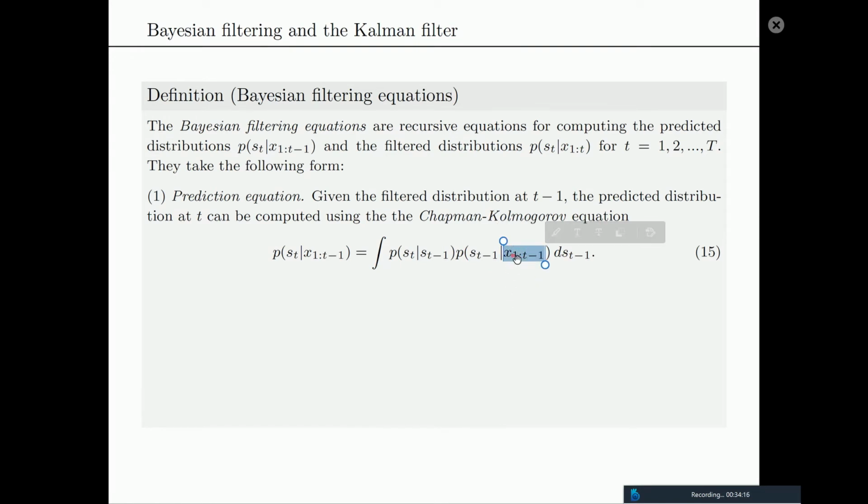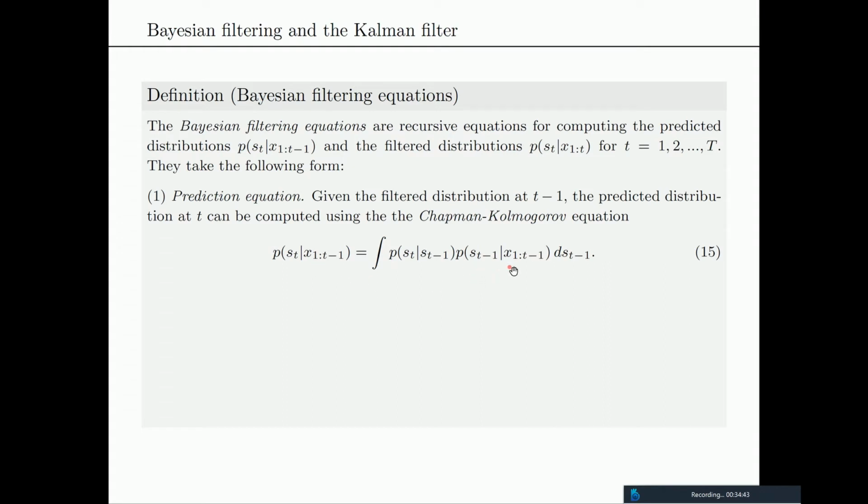The question is, of course, where does this come from? Well, this is exactly the filter distribution at t-1. If you have this, you can always compute the new predicted distribution. And this will be a common theme here: it's always recursive. So you always assume that you have already something.